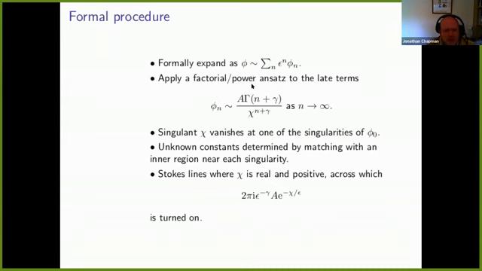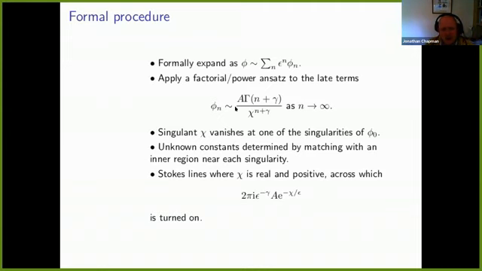When I do this ansatz, there are going to be a couple of unknown constants. One is this parameter gamma you can see here, and the other is a constant scalar factor in A. And those I'll need to identify by, again, doing a bit of matched asymptotic expansions with an inner region in the vicinity of each singularity. I'll show you how that works in a particular problem.